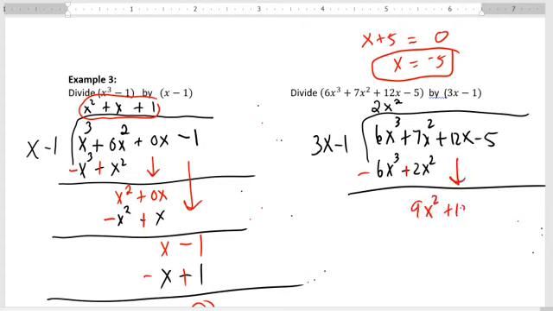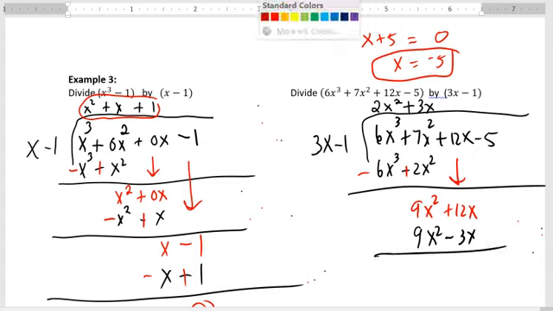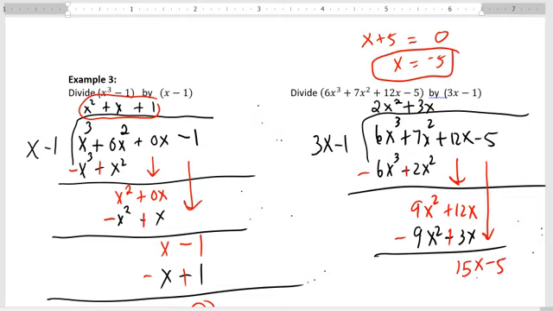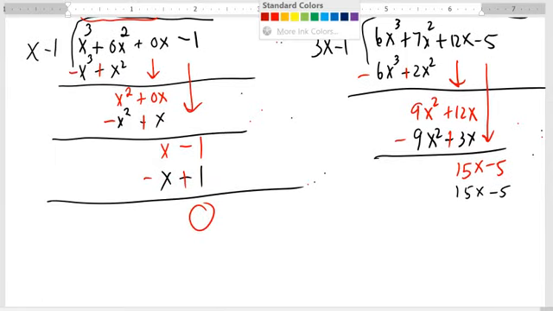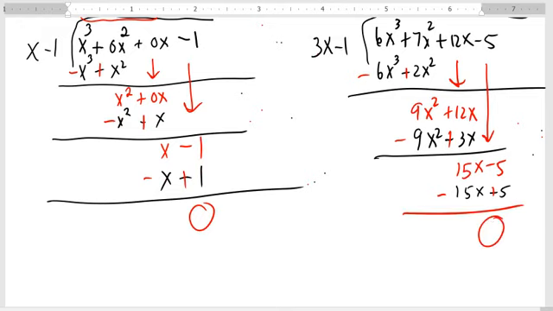Bring down the 12x. So in order to get 9x squared, I will need to multiply by 3x. 3 times 3 is 9x squared. 3x times a negative 1 is negative 3x. Change our signs. So we get 0. 12x plus 3x is 15x. Bring down our negative 5. In order to get a 15x, we have to multiply by 5. So we get 15x minus 5. We need to change the signs. So that becomes a negative and a positive, giving us a remainder of 0.